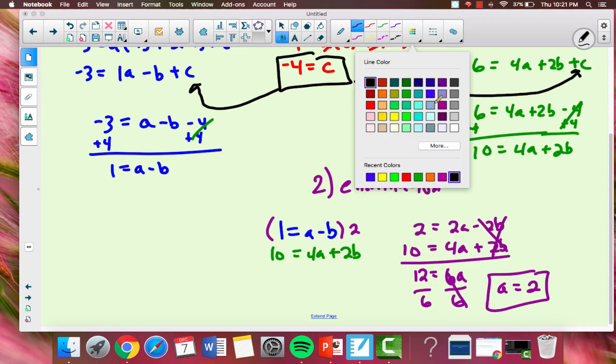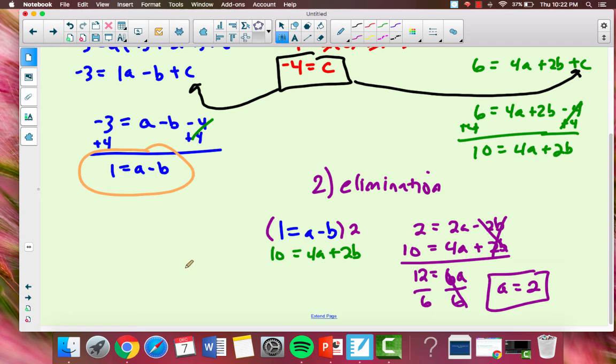And then the very last step, of course, is to go ahead and solve for my last variable. So I'm going to take a and plug it back into one of my two equations. Maybe I plug it back into this one right here. So I'm going to say that 1 is equal to my a value minus b. So I can subtract 2 from both sides, and I get negative 1 is equal to negative b. And then, of course, divide by negative 1 on both sides. So I get b is equal to positive 1.